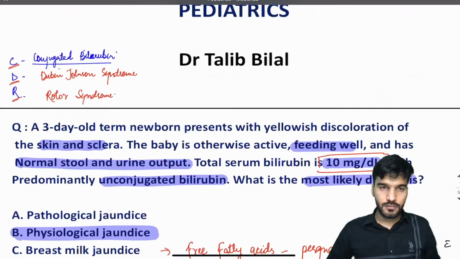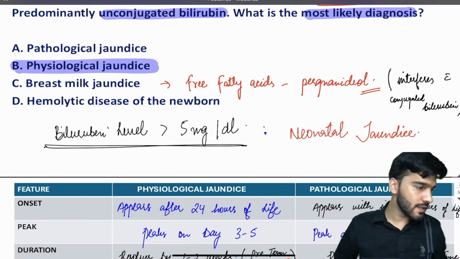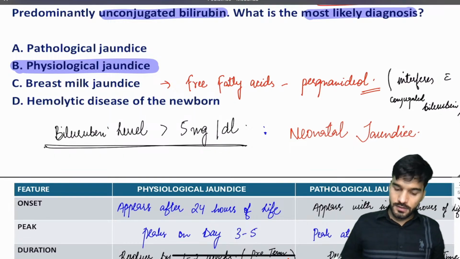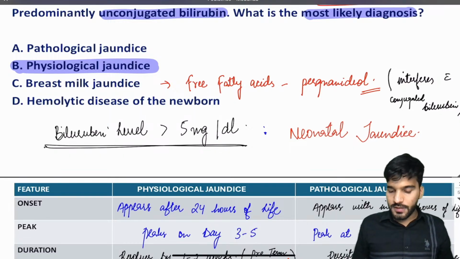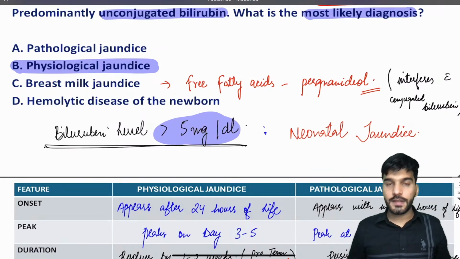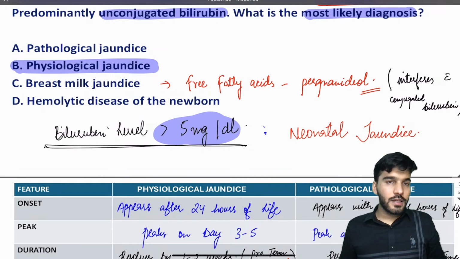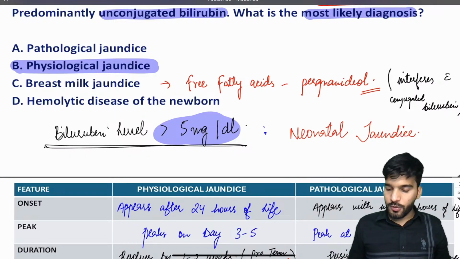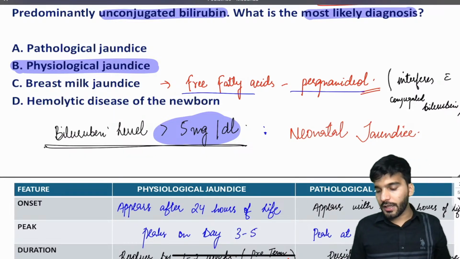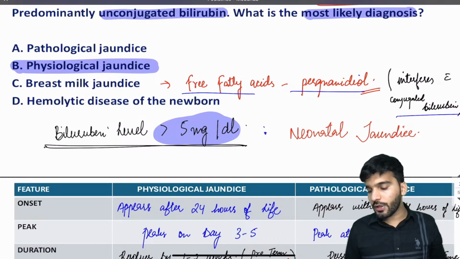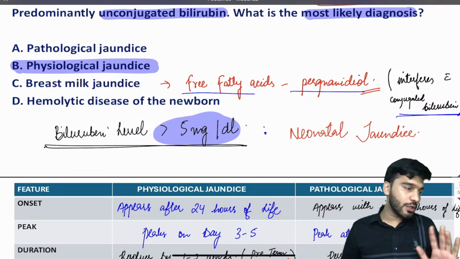So we first started with the jaundice, guys, physiological jaundice. What is the jaundice? When the bilirubin levels are more than 5 mg per deciliter. Followed by that, breast milk jaundice. What are the components responsible? Free fatty acids and pregnanediol, because they interfere with the conjugated bilirubin, which will eventually lead to the jaundice.